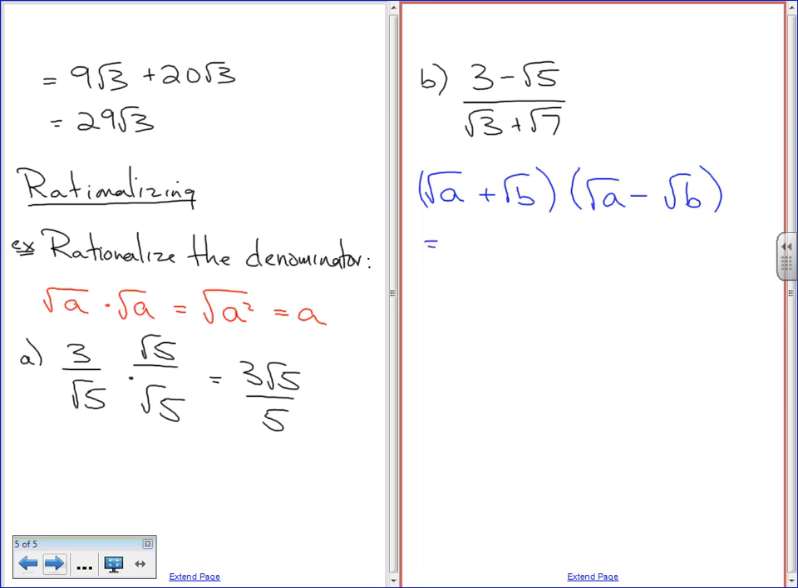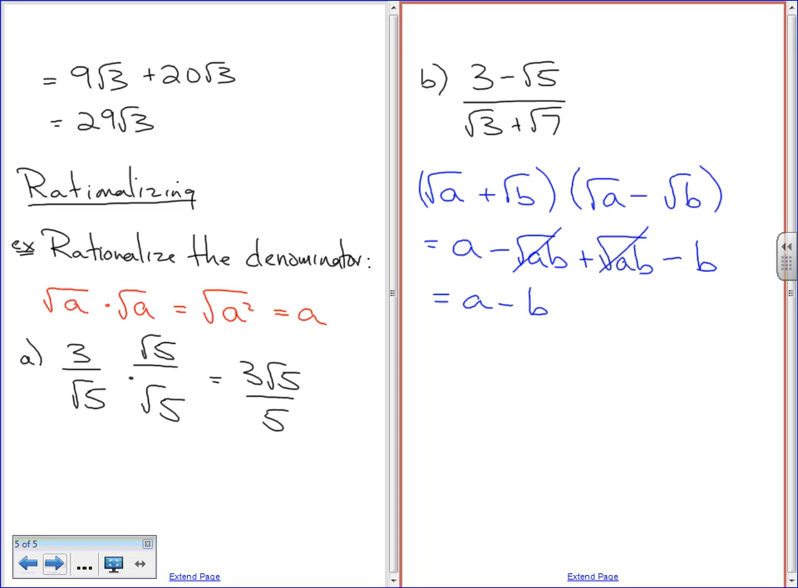So the square root of a times the square root of a, we know now is a. The square root of a multiplied by negative root b is negative square root of ab. Square root of b times a is the square root of a times b, doesn't matter the order. And then negative square root of b times square root of b is negative b. So what happens conveniently, and it'll happen all the time because the conjugates' signs are different, is this term and this term are the exact same term with different signs. They cancel out, and I don't have any more radicals.